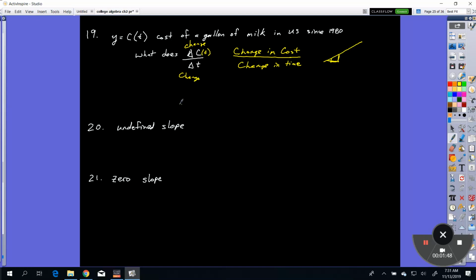So that's all that number 19 is asking. Number 20, what does undefined slope mean about the line? We talked about this a little bit. If it's a vertical line, it means it has undefined slope, so it just means it's a vertical line. Zero slope means that we have a horizontal flat line, so zero slope means it is a y equals some value. Back to number 20, undefined slope meant it was x equals some value.